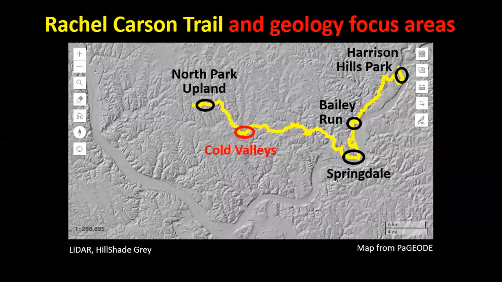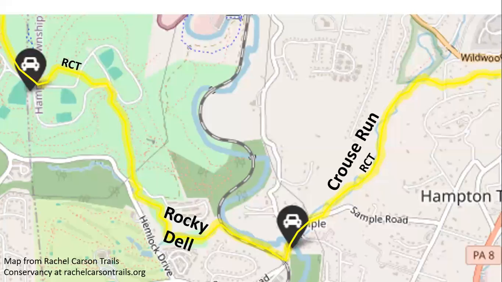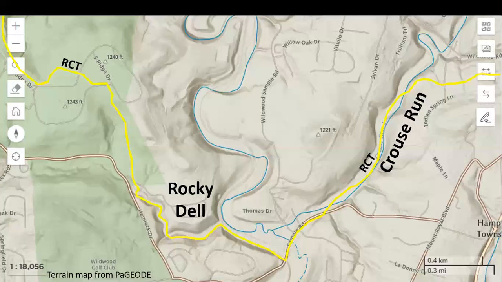Okay, we'll move to cold valleys now, a little farther west, and we're going to look at both Crouse Run and Rocky Dell. Both of them are shown on this map of the trail. They're both steep-sided valleys. They're known for their flora that's more typical of Canada than here, kind of microclimates in these protected valleys that are shady much of the day.